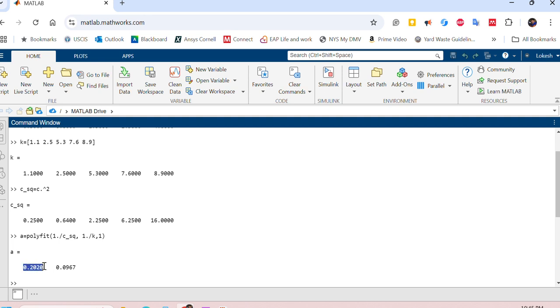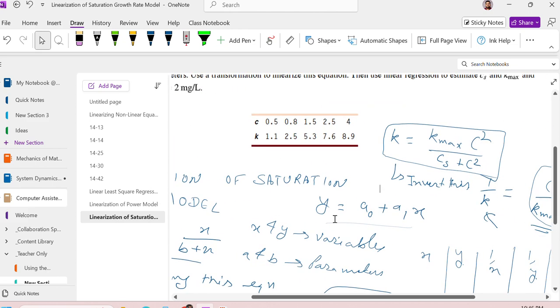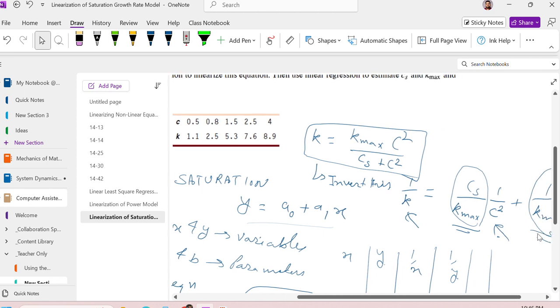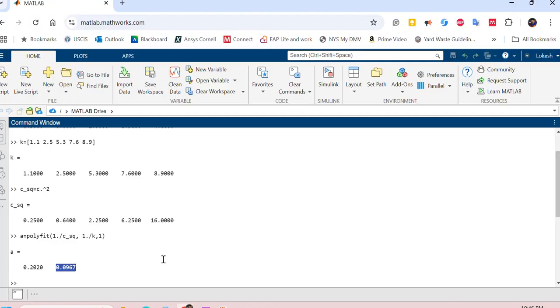So this is the multiple of the highest power, and this is the multiple of the second highest power. If you look at this equation right here, the multiple of the highest power was cs over k max, and the second one was 1 over k max. So I can say safely that my k max is going to be 1 over 8 2, right? And what is going to be my cs?